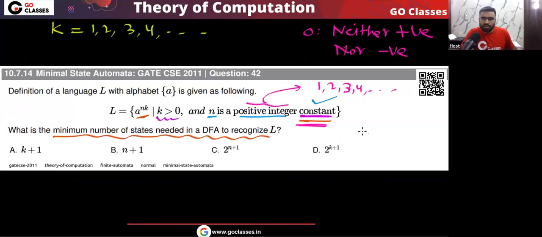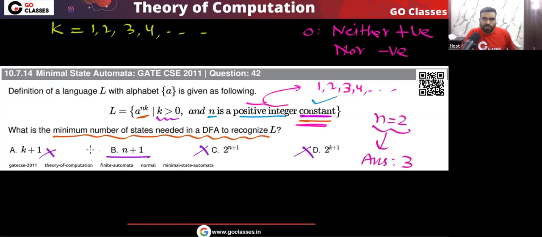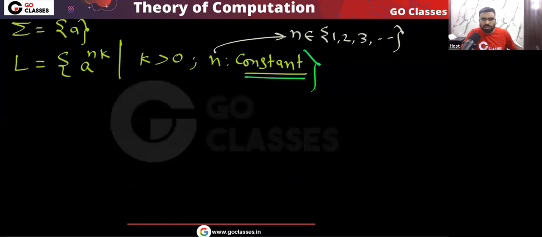So tell me which option is gone. Remember, if you assume n equal to 2, then it simply means the answer must be 3. So put n equal to 2, then the answer must be 3, so this option is gone. You can easily see the answer does not depend on k. The answer will be option B. Yes or no? This is not a complete analysis, but I hope you understood this.